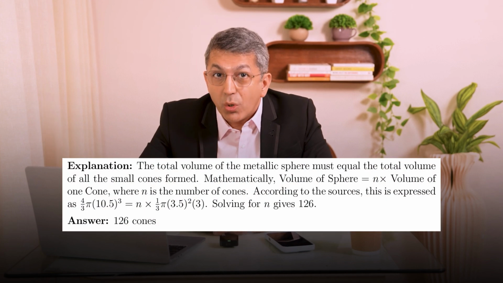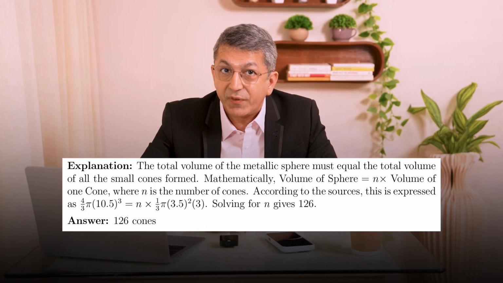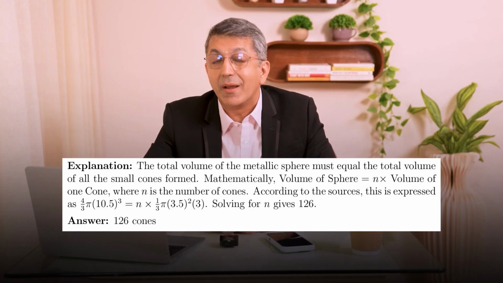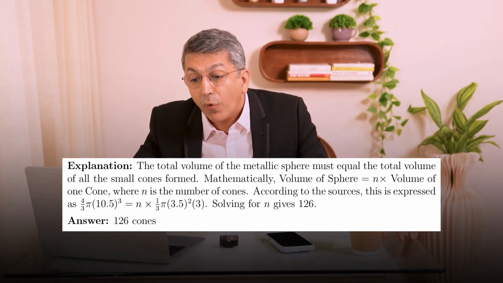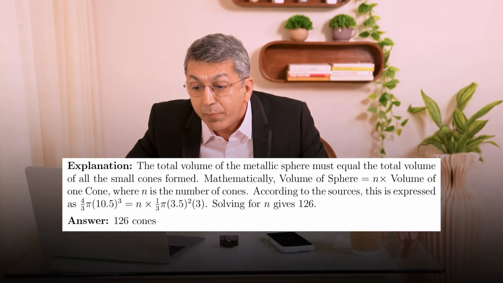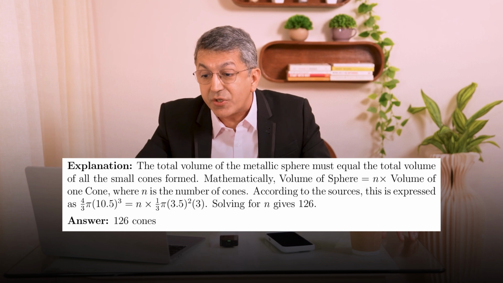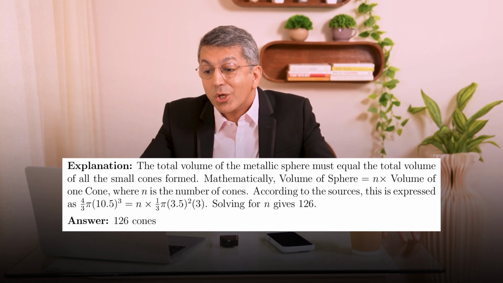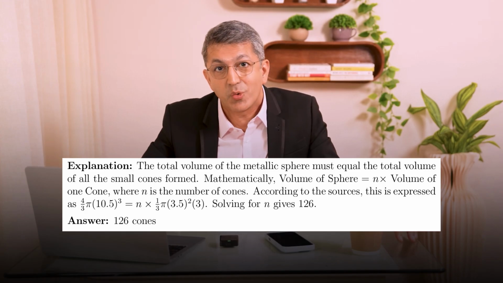Explanation. The total volume of the metallic sphere must equal the total volume of all the small cones formed. Mathematically, volume of sphere is equal to n times volume of one cone, where n is the number of cones. This is expressed as 4 by 3 pi (10.5) cubed, which is equal to n times 1 by 3 pi (3.5) squared (3). Solving for n gives 126. So the answer is 126 cones.